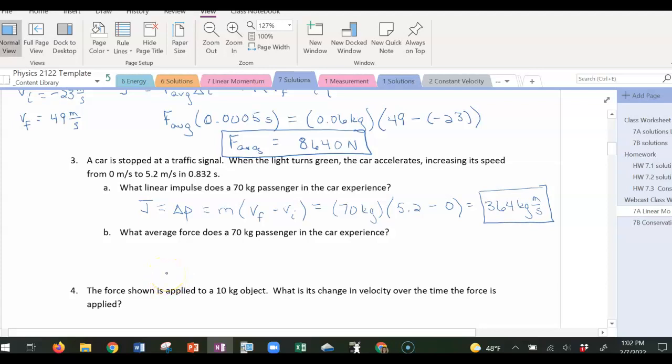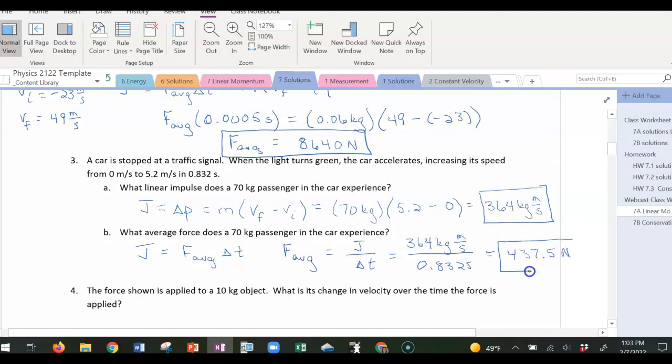Then it asks me, what is the average force that that passenger experiences? Well, the impulse equals the average force times the elapsed time. Since I know the impulse, I can find the average force by taking the impulse divided by the elapsed time. It's going to be the 364 kilogram meters per second divided by 0.832 seconds, and I get a force of 437.5 newtons.